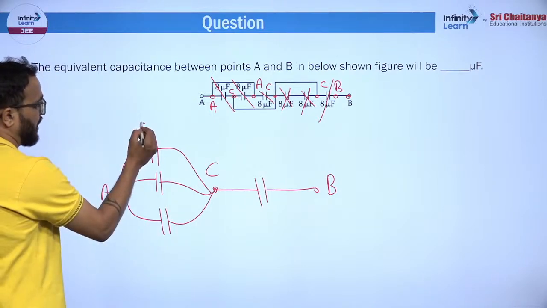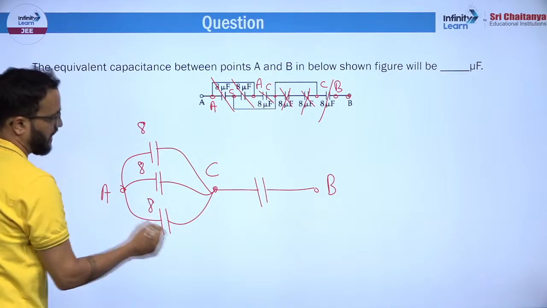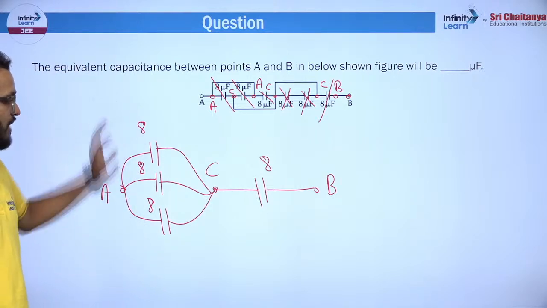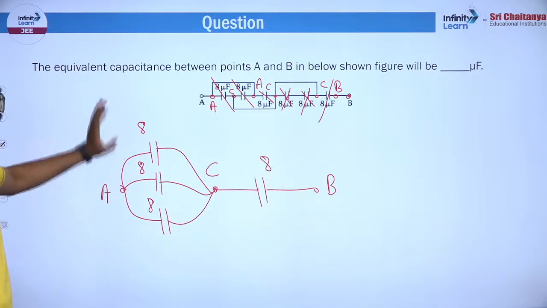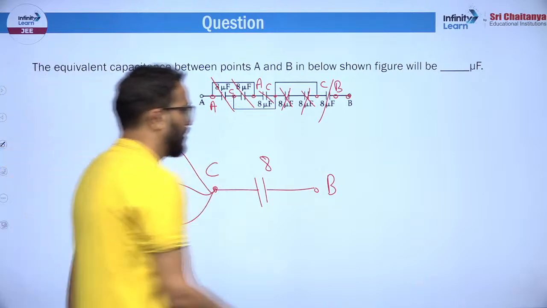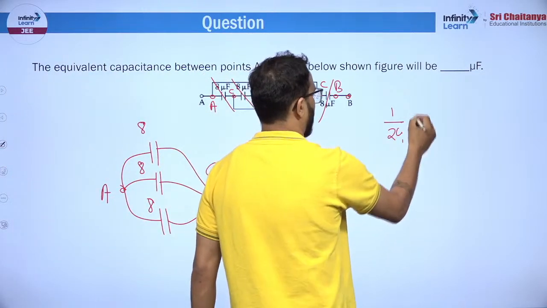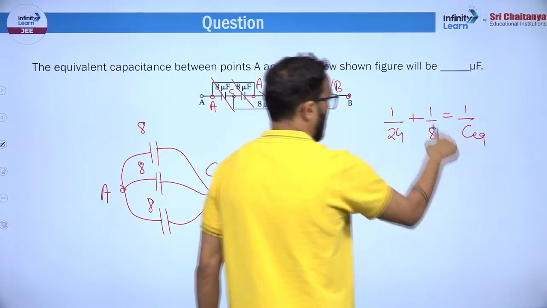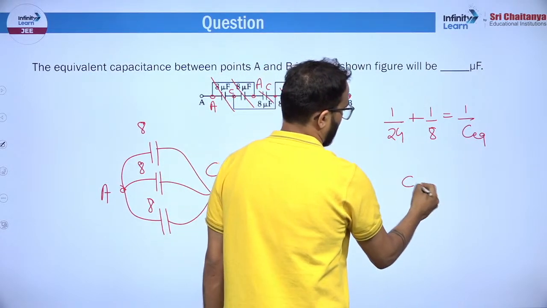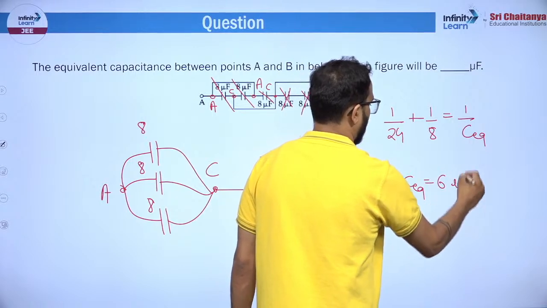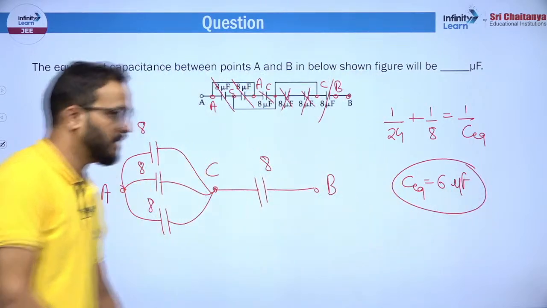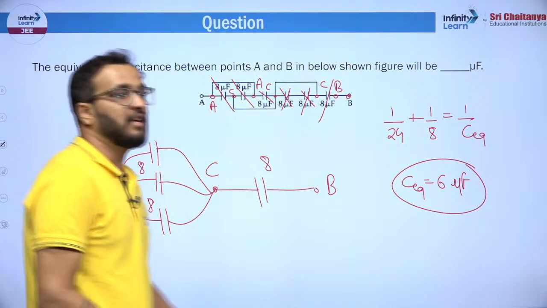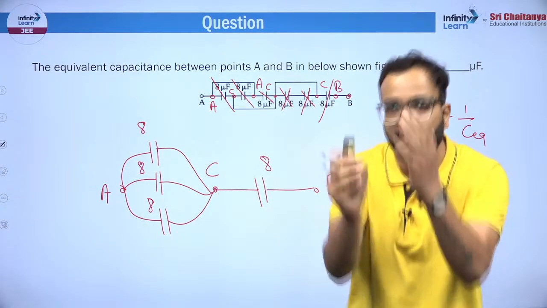अब देख लो भाई, ये कितना है 8, 8, 8, 8, 8, 8 एंड 8. So what is this? 8, 8, 8 in parallel will become 24. 24 and 8 will be in series. So you will say, sir, 1/24 plus 1/8 is equal to 1 by C equivalent. 8 3s are 24, 4, 6. So C equivalent will be 6 microfarad. Right? You can solve it and 6 is the answer. Did you understand? So here what we have used is the point potential technique, my dear students.